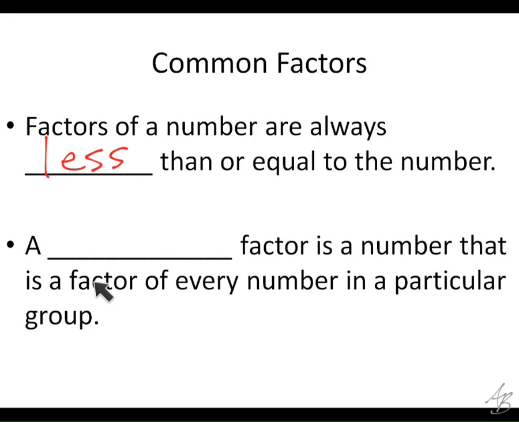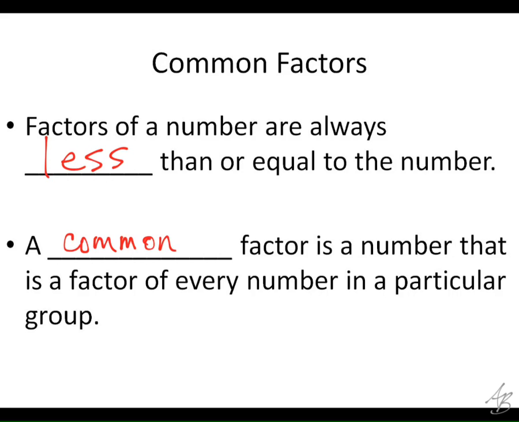All right, next question. What do you think we're going to call it when a number is a factor of every number in a group? So if we have more than one number and we know it's a factor of both numbers. That's exactly right. It would be a common factor. So a common factor is a number that's a factor of every number in a particular group.